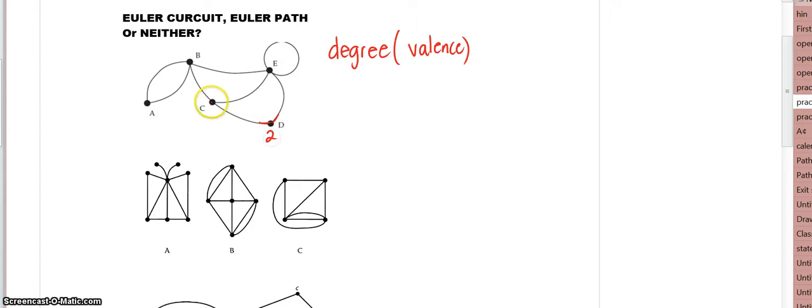So that is a degree of 2. This has a degree of 3. This has a degree of 2, this has a degree of 4, and even though this is one edge, it comes into the vertex in 2 spots, so we count that twice, so that has a degree of 5.